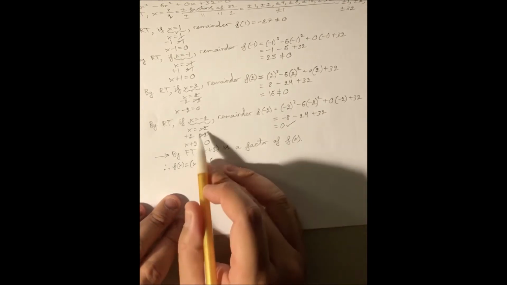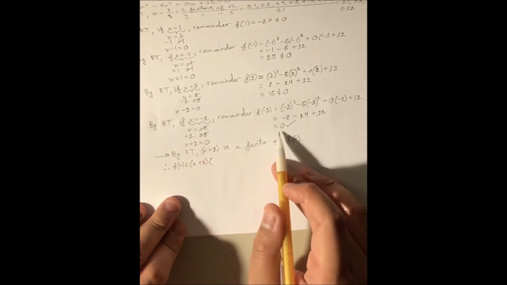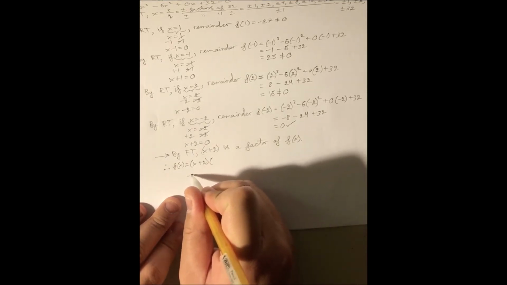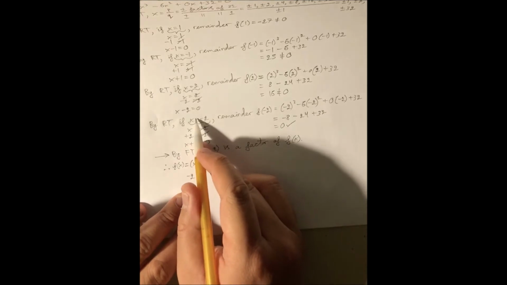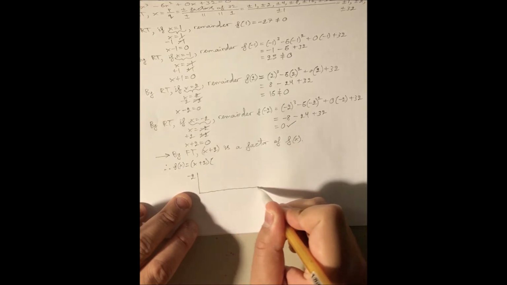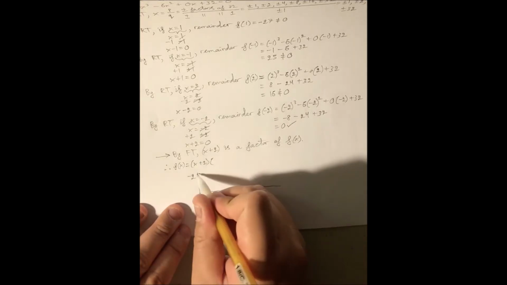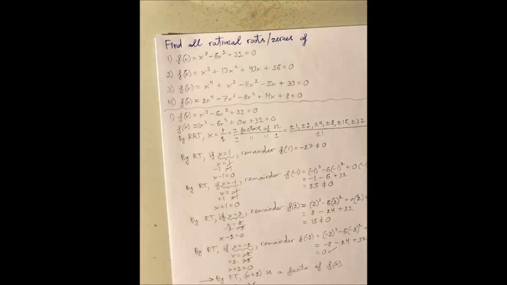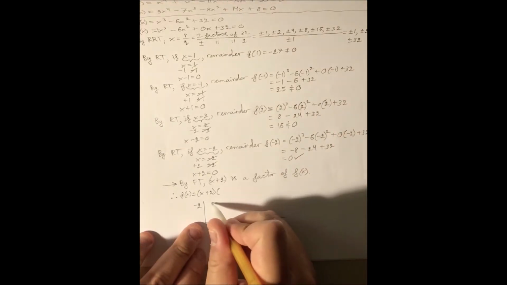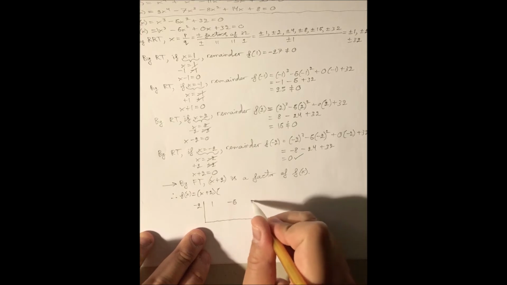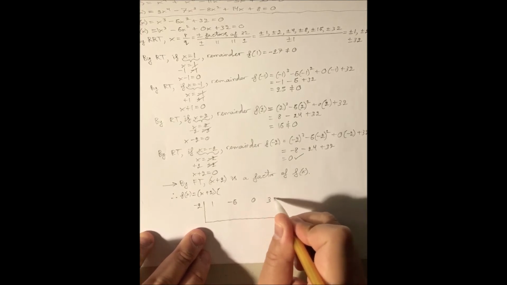Well, all we have to do is take the x value that gave us the remainder 0 earlier, and set up the synthetic division. So x equals -2 is the divisor on the left of the synthetic division. And on the right are all of the coefficients of the function listed from left to right, in the same order as given: -1, +1, -6, 0, and then 32.